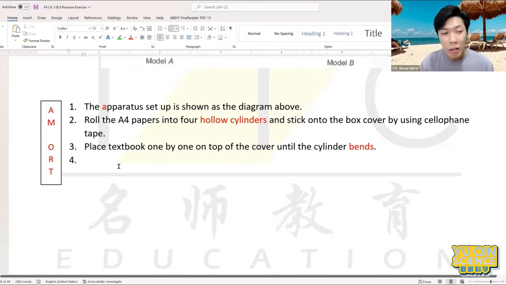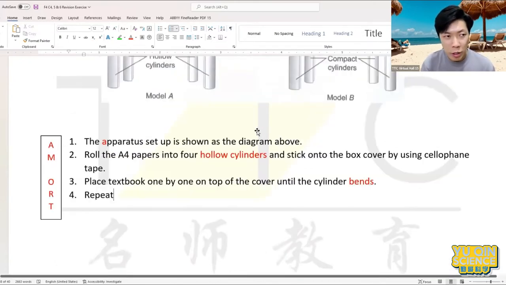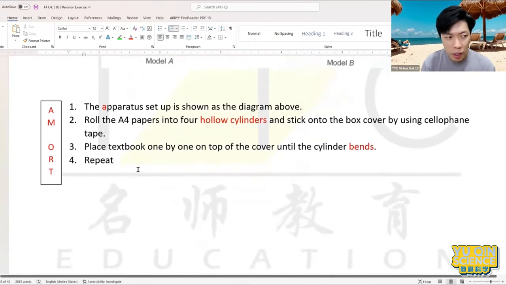Number four is R, right? What is R though? R stands for repeat. So I want to repeat the experiment by using another compact paper roll, because I have two, right? You can mention A and B together in one shot also, but it's up to you. I'm just so used to my mnemonic, so I want to show you how we use all the alphabets.